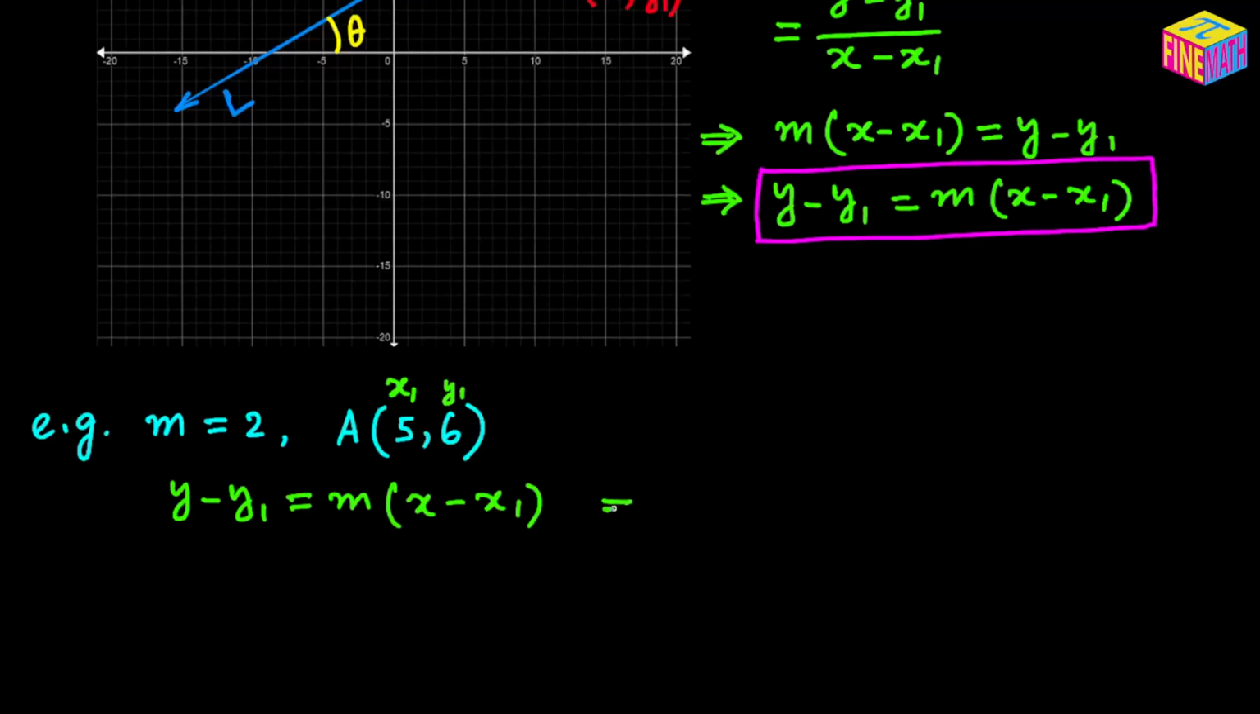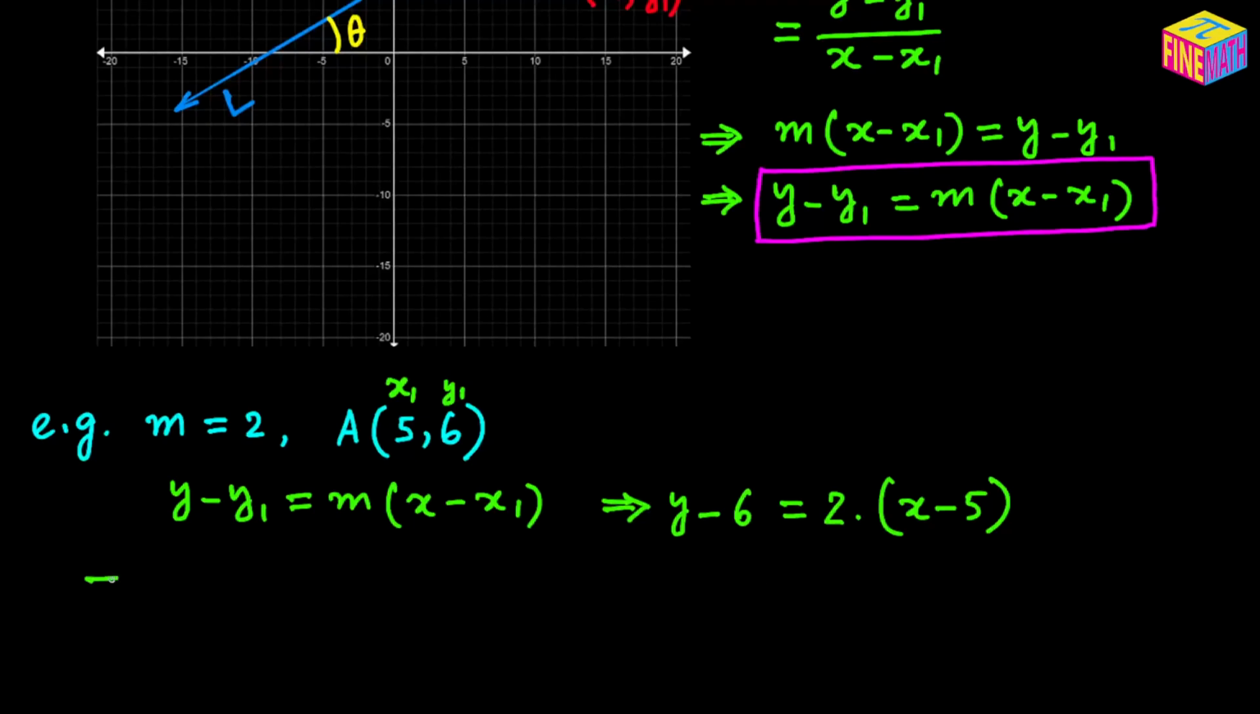From here can we say that okay, then y minus what is y sub 1, that is positive 6, is equal to m. What is m? m is actually positive 2 times x minus what is x sub 1? x sub 1 is positive 5. So can we write it like this then? All we have done here is we have replaced the values of y sub 1, m and x sub 1, meaning we have substituted the values of x sub 1, y sub 1 and m, right?